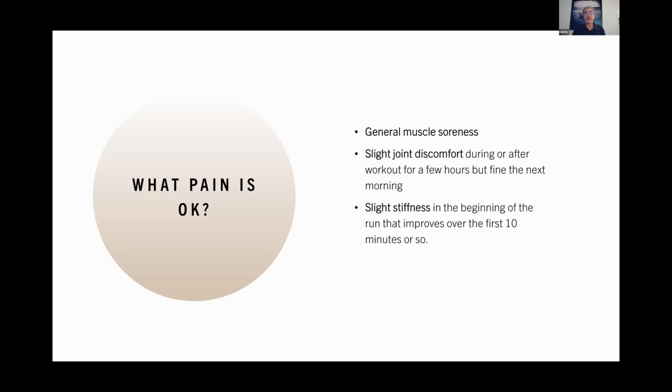So what pain is okay? I mean, if you're a runner, you're kind of okay with a lot of pain. Otherwise, you're probably going to stop running. General muscle soreness is totally fine. Late onset muscle soreness is expected, especially when you're increasing your loads. Slight joint discomfort during or after a workout for a few hours, but fine the next morning, that's probably fine as well. Slight stiffness in the beginning of a run that improves over the first 10 minutes or so, that's probably fine too.